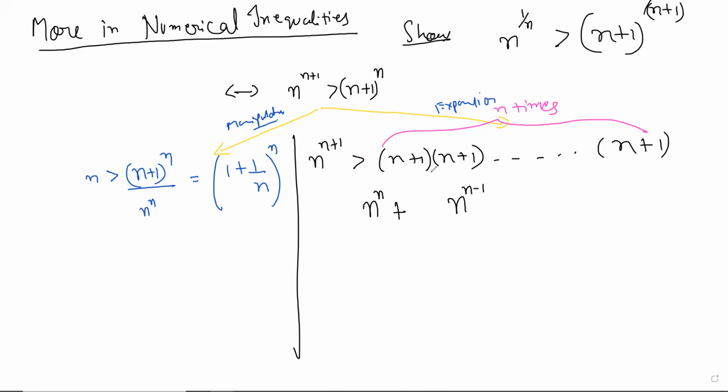Will there be? Surely, right? If you pick, let's say, from the first n minus 1 brackets, you pick n, and from the last bracket, you pick 1. You see, that's how multiplication happens, right? We pick one from each and we collect it. So how many times will n to the power n minus 1 happen? You know how it happens, right? From all but one of them, you pick n. Except for one, from all of them, you pick n. How many ways can you do that?